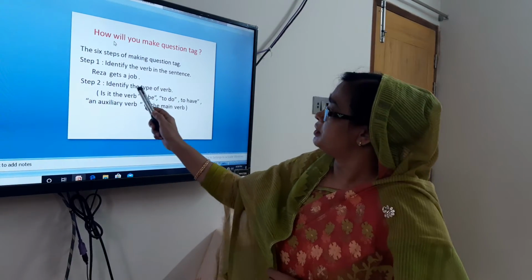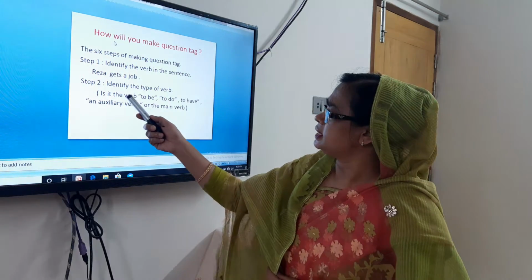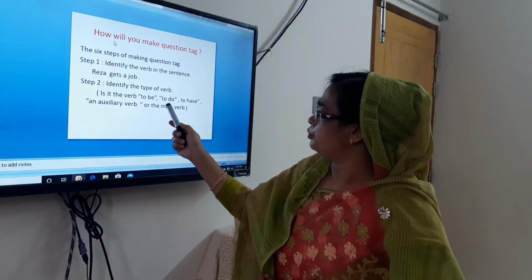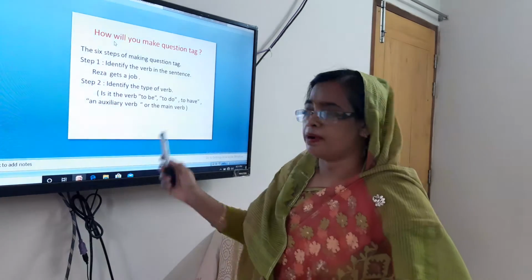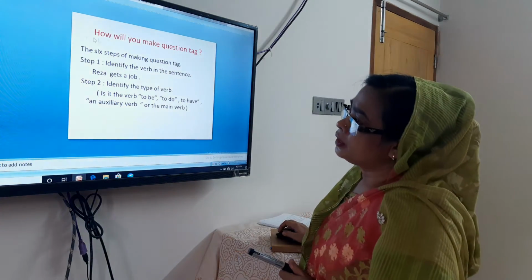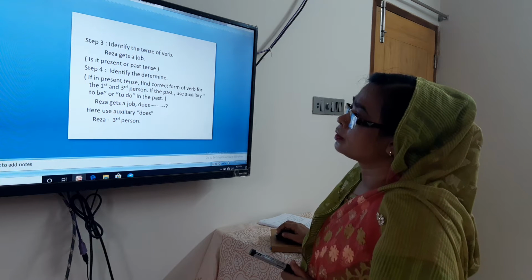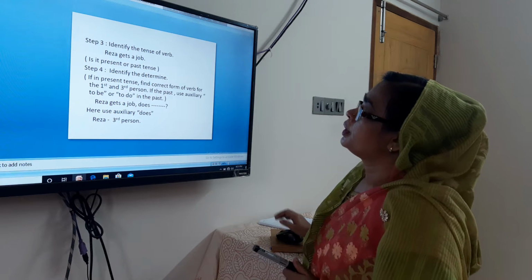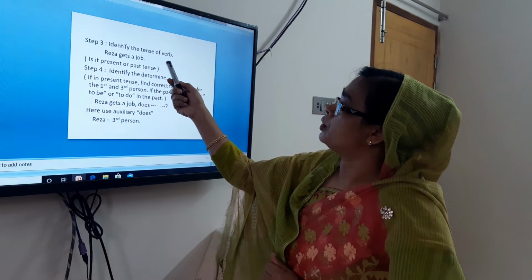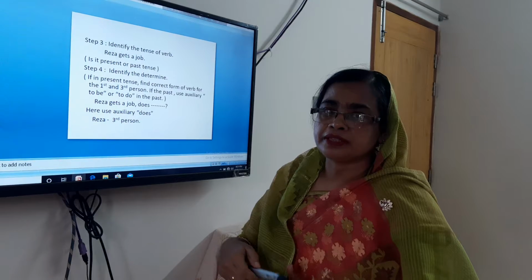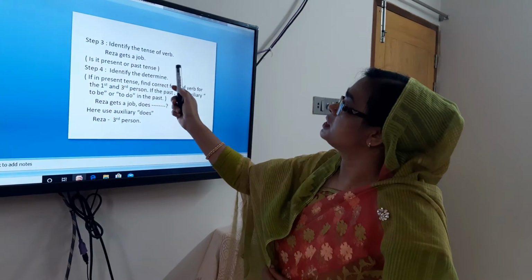Step 2, identify the types of verb. What types of verb? Is it the verb to be or to do or to have, an auxiliary verb or the main verb? Now I go to the next one. Step 3, identify the tense of the verb. Which kind of tense? Present or past or future? It is present or past tense.